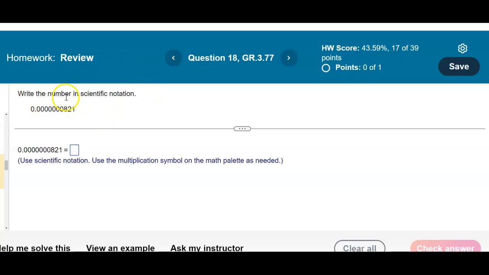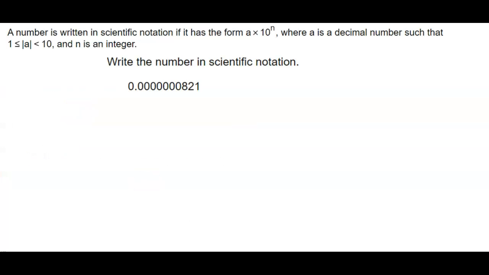In this example, we want to write the number in scientific notation. This is 0.00000000821. Okay? So, again, a number is written in scientific notation if it has the form a times 10 to the n power, where a is a decimal number such that a is in between 1 and 10, but it can be 1, and n is an integer.